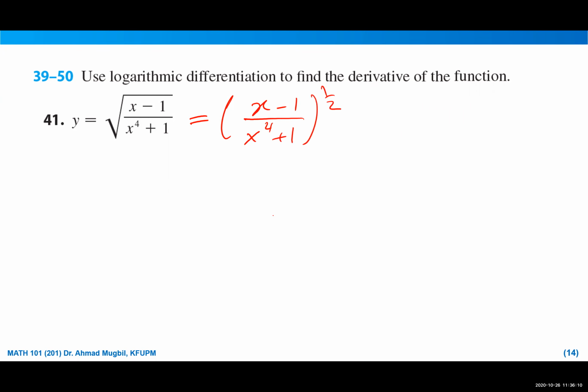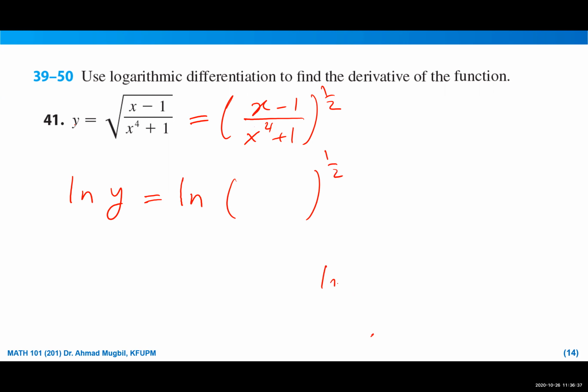So to differentiate it by the usual way, it will be a half multiplied by this to the power negative a half multiplied by the derivative of that one. And you need to apply the quotient rule. It is not long, by the way, but of course, it will be easier to use the logarithmic differentiation. How? Look, we will take ln of both sides. So you have y equals this. So we will take ln of this side equals ln of this side.